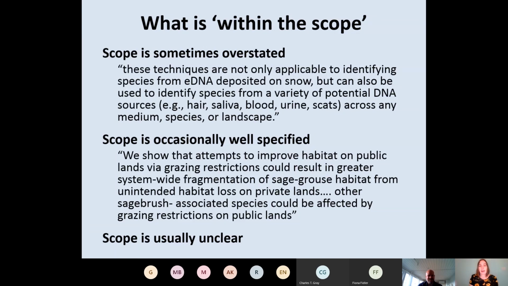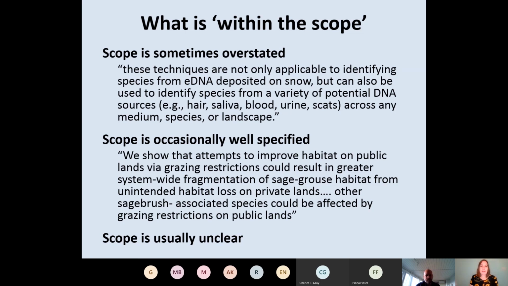Which suggests that I could repeat that study in any medium, species, or landscape, looking at hair, saliva, blood, urine, scats, or snow, and consider that a test, a replication of that original study. The best specification, or should I say the narrowest specification, maybe they really truly believe that that would be the case, that the results would hold true in all of those circumstances. I can't know what their beliefs are. The most specific one we came across is this one.